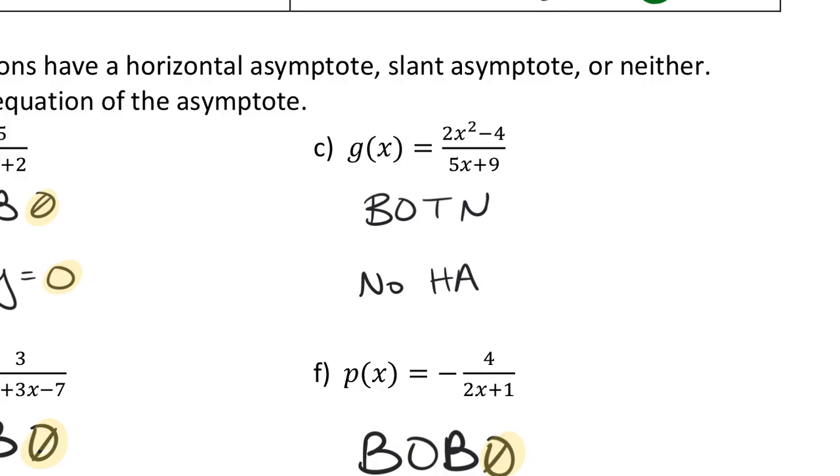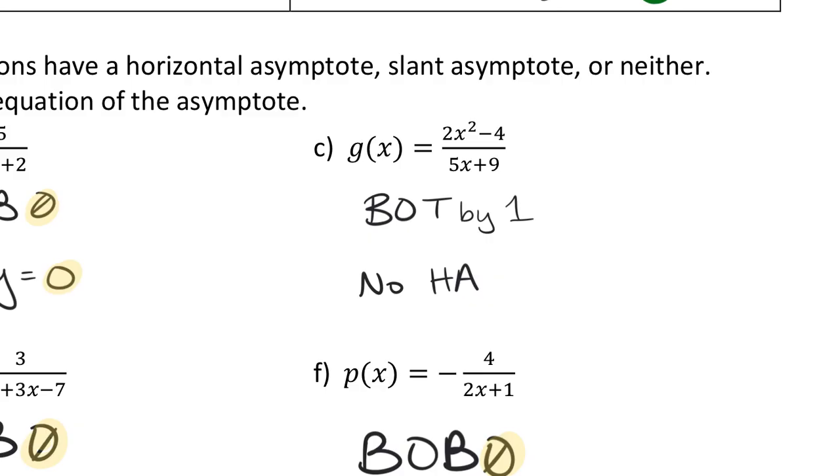Well, 2 on top, 1 on bottom. It's bigger on top by how many? 1. So I'm actually going to change the way we write this. It is Botan, but it is specifically bigger on top by 1, correct? When it's bigger on top, specifically by 1, no, it doesn't have a horizontal asymptote.